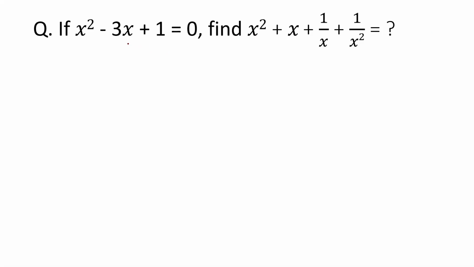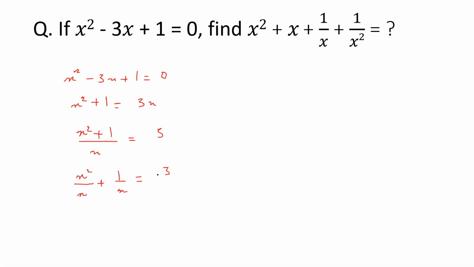Whatever we have been doing until now, what they have done is they have given this in some different form. If I had directly given you the value of x plus 1 upon x, the question would have been solved easily, right? So what they have done is they have manipulated. They have given you a different form of x plus 1 upon x here. Let's see how. So x square minus 3x plus 1 is equal to 0, right? Take 3x there. You will get x square plus 1 is equal to 3x. Now when you divide by x on both sides, you will have x square plus 1 divided by x is equal to 3. Separate the denominator: x square upon x plus 1 upon x is equal to 3. This gives you x plus 1 upon x is equal to 3.